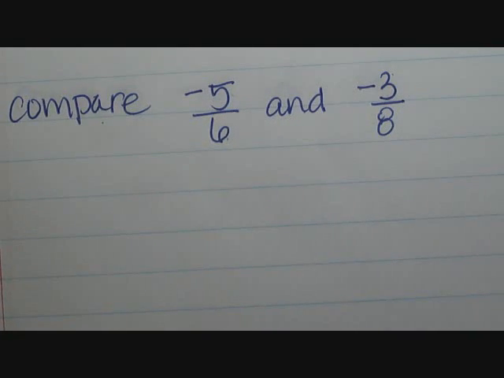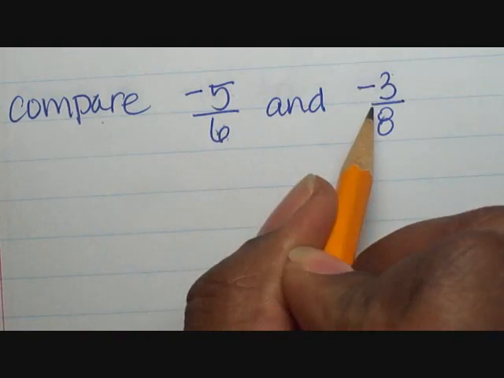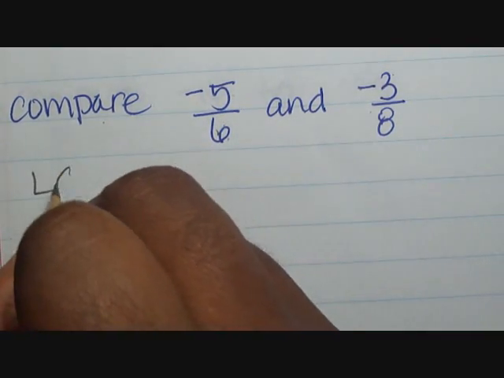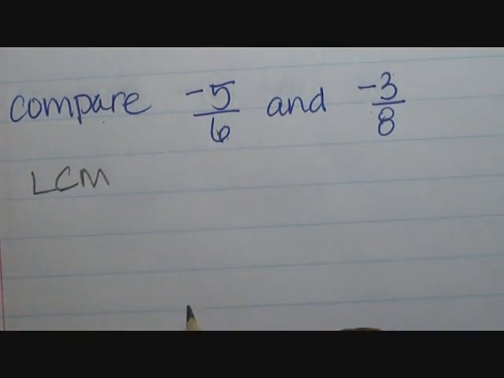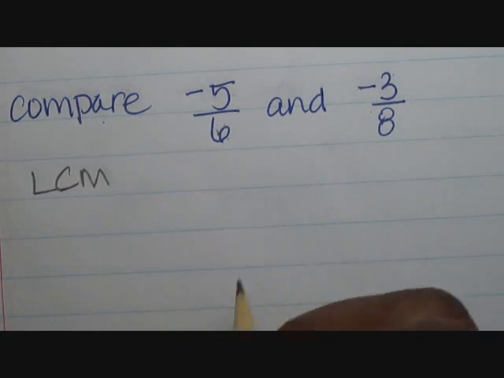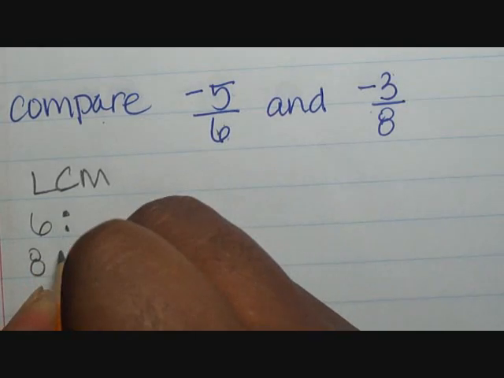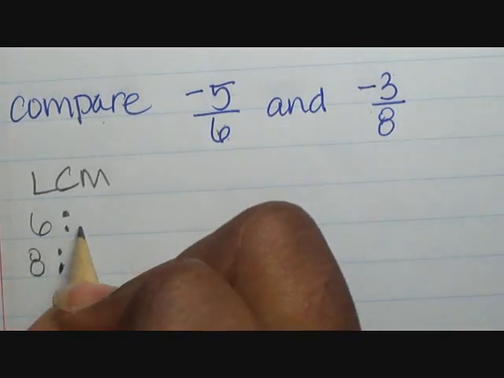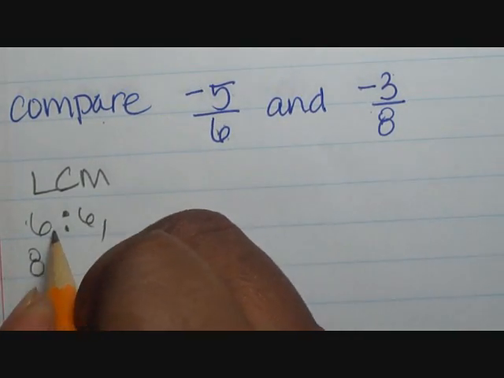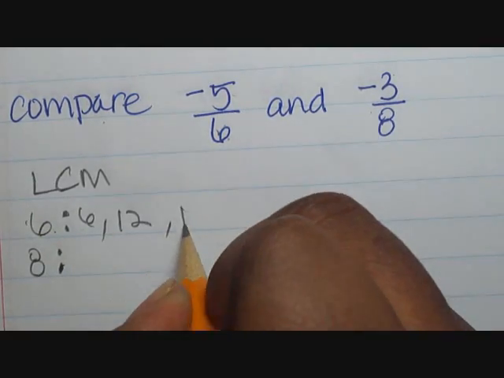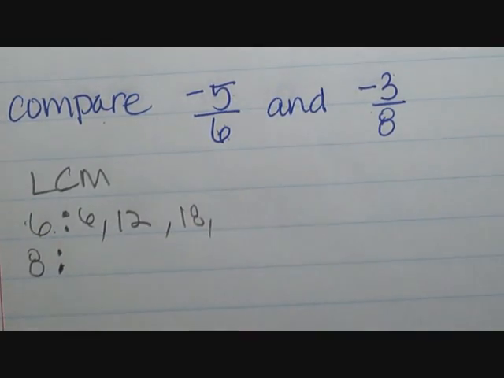So to find a common denominator between 6 and 8, I need to find the least common multiple. And we learned about this in the 4th, 5th, or 6th grade. So I have 6 and 8. I need to find the least common multiple. I'm going to start multiplying up. 6 times 1 is 6. 6 times 2 is 12. 6 times 3 is 18. So forth and so on.